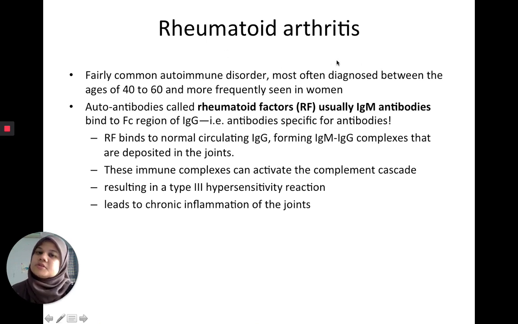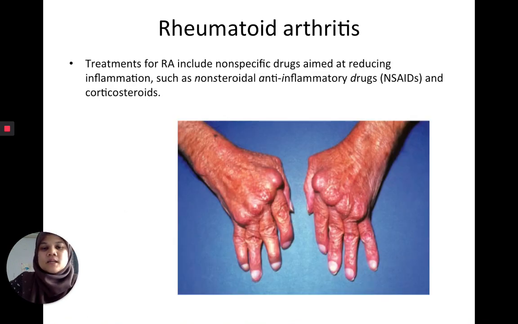Another systemic autoimmune disease is rheumatoid arthritis. So this is also very common in women, but in older women, unlike SLE. So what happens is autoantibodies called rheumatoid factors, which are usually IgM antibodies, bind to the Fc region of the IgG. So the rheumatoid factor will bind the circulating IgG and form IgM-IgG complexes. So this is that feature of your type 3 hypersensitivity reaction. So it'll start depositing in different places, usually the joints, and that's where you get the inflammation and all the symptoms of rheumatoid arthritis. So this is how a bad rheumatoid arthritis looks.